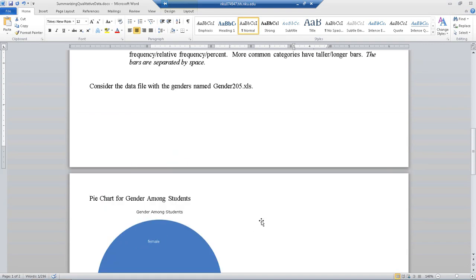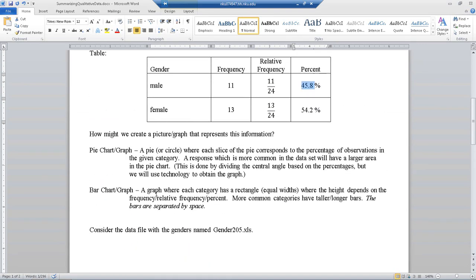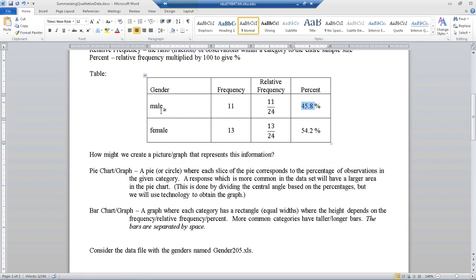Now what about a bar chart? What a bar chart does is it lets each outcome, in this case we have two, one for male, one for female, be its own category. There's space in between rectangles, and then the height, or if you turn it sideways, the length of the rectangle depends on how common the category was. So a category that was more common will be taller or wider, but let's just go with vertical bars.